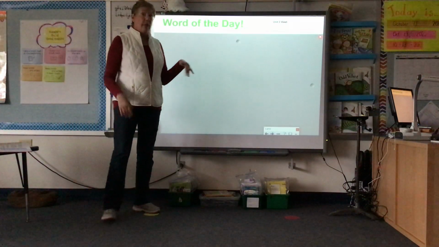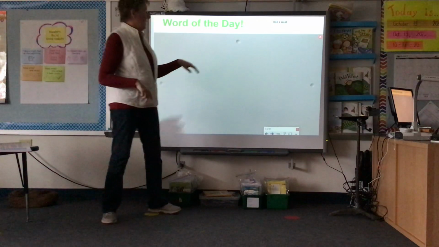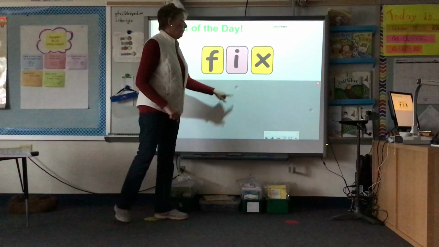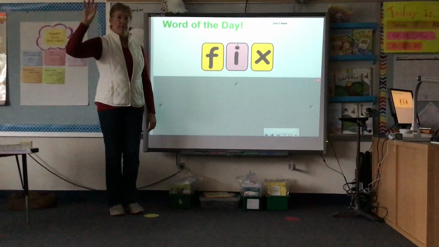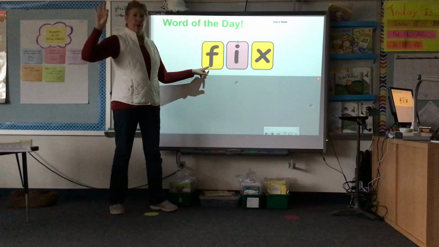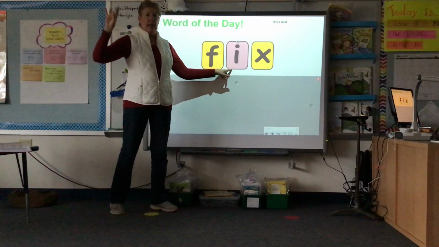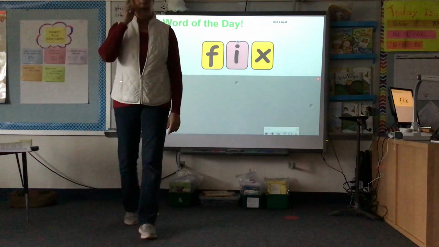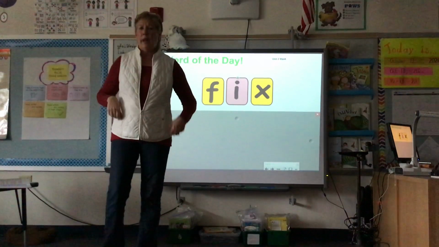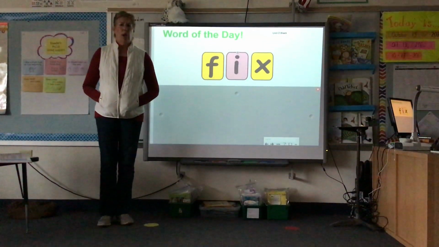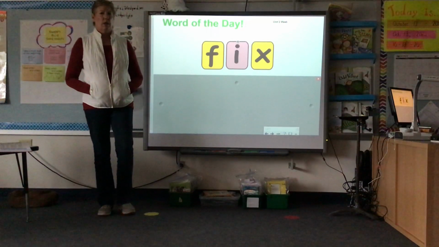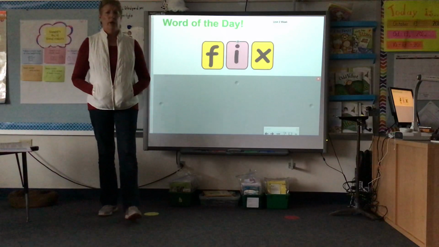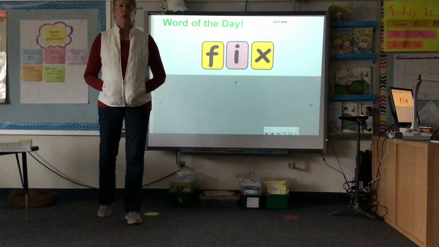Now I'm going to unveil and reveal the word of the day. You're going to get those tappers up because this is a word that you can definitely tap out. Ready? Get the tappers up. Come on, let me see you. Here we go. Fix. Fix. Take a minute to think. What kind of a sentence could you come up with using the word of the day, using the word fix? See if you can tell someone in your house, maybe right next to you.